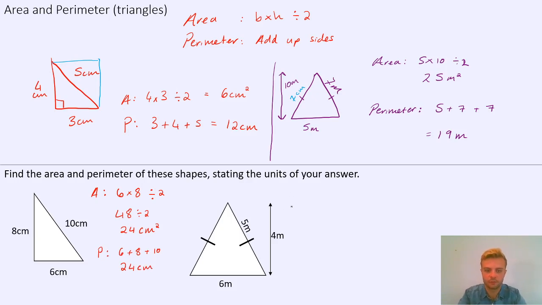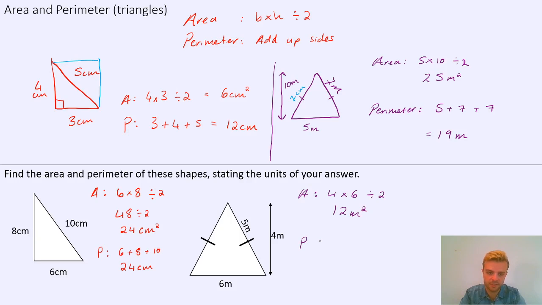And finally, for this last question, it's a bit like the second example we did. We'll start with area, which is base times height divided by 2. So 4 times 6 divided by 2. 4 times 6 is 24, divided by 2 is 12. These units are all meters, so my area is meters squared.